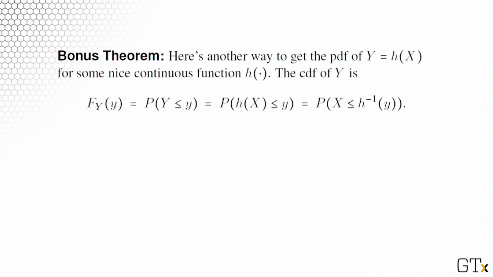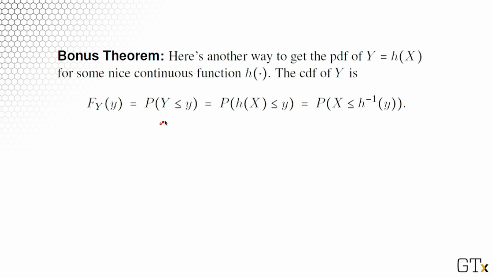This is just another way to get the PDF of Y equals h of X for some very nice continuous function h. This looks a little like LOTUS, and we'll be talking about LOTUS on the next page. So here's another way to get the PDF of capital Y equals h of X for a continuous function. It avoids a step or two. It looks a little more complicated, but it turns out it's kind of more direct. I'll just step you through this very quickly.